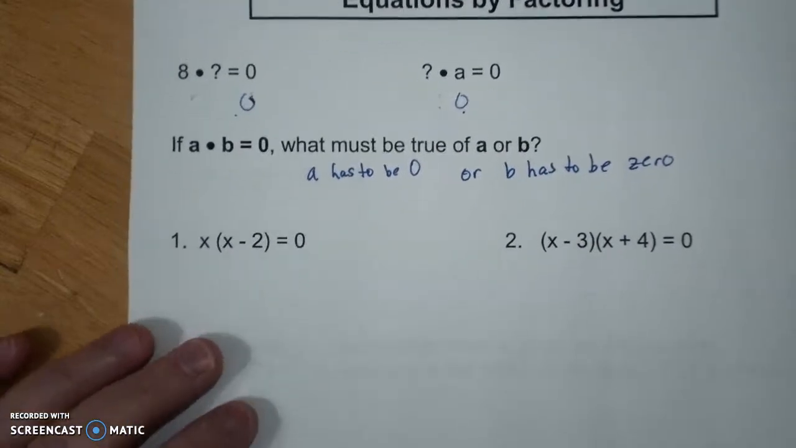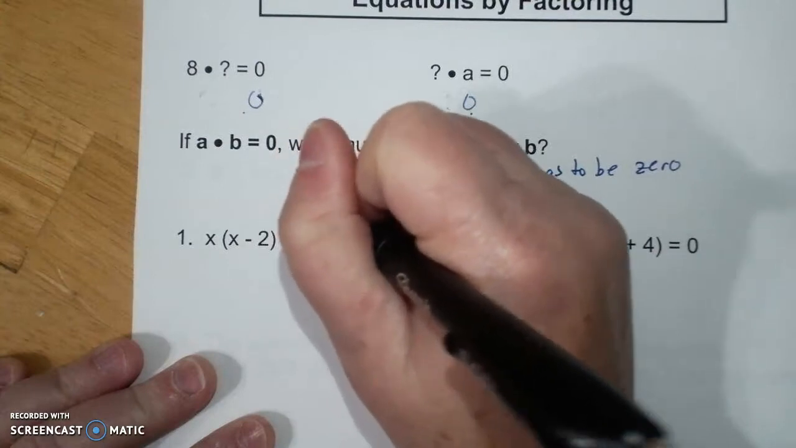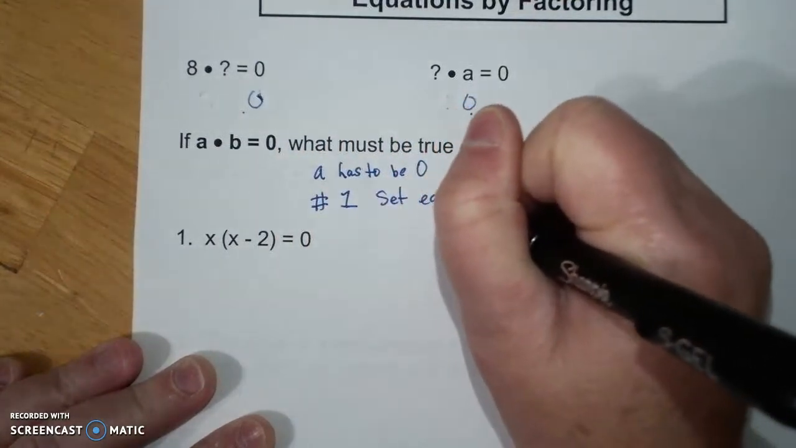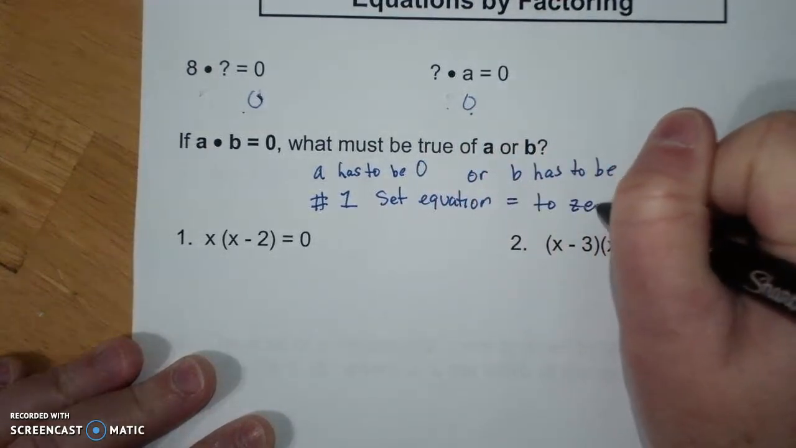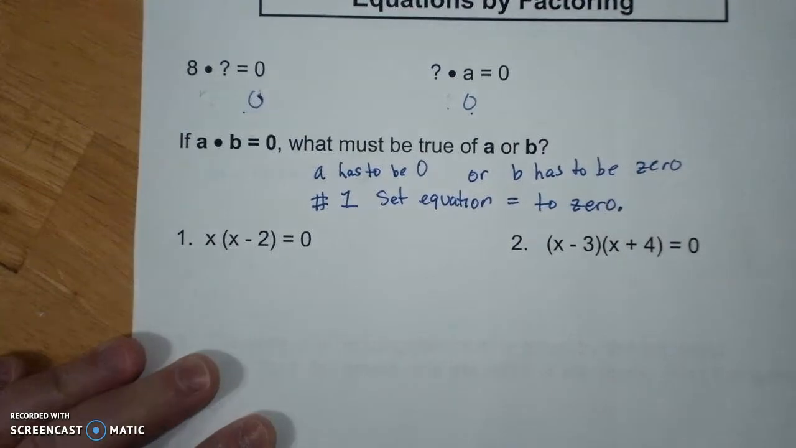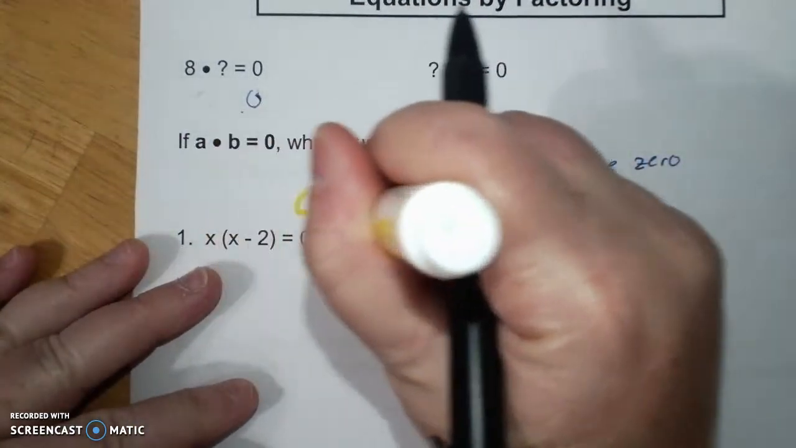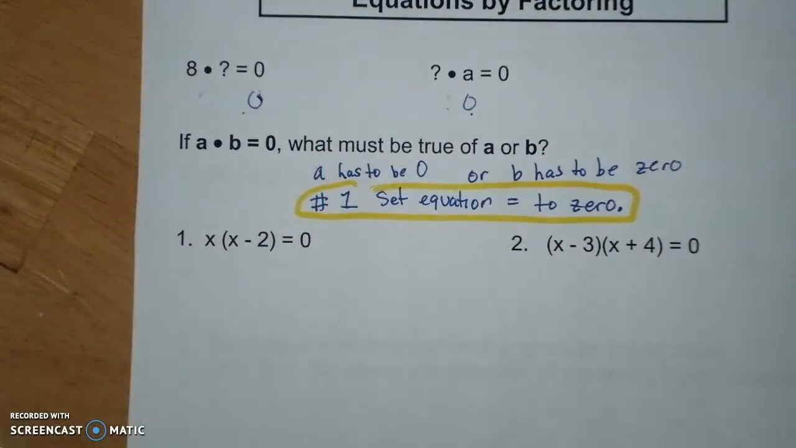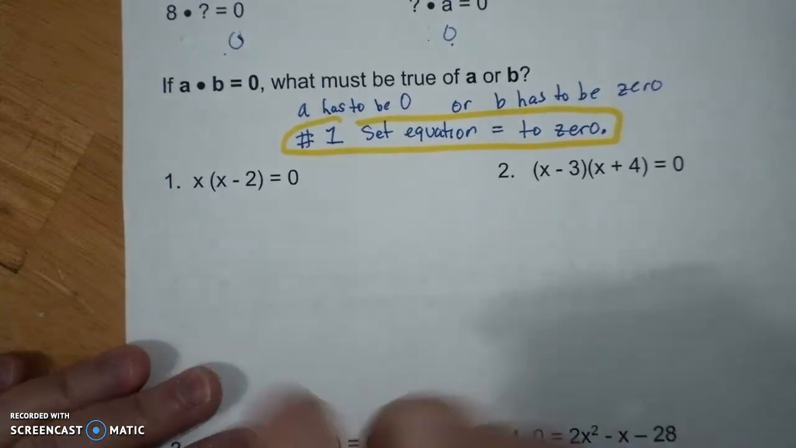The biggest thing that you're going to do in all of solving quadratics is number 1, set the equation equal to 0. If it's not set equal to 0, you have to get it equal to 0 before you apply this information. That is the number 1 thing to do, and we'll show you as we go along. Of course, they're going to start with them equal to 0.